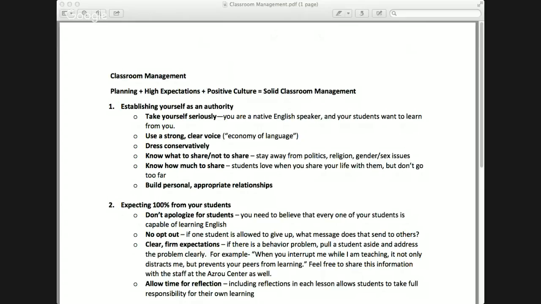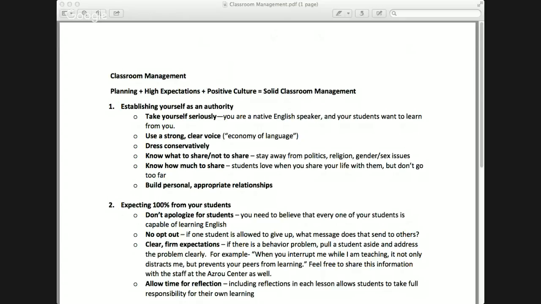And the first step to doing that is establishing yourself as an authority. So obviously, as a leader, you're going to want to be warm to everyone. You're going to want to welcome any chance to engage in dialogue with your peers. But you're also going to want to take yourself seriously as an authority figure in your classroom. You are a native English speaker and your students want to learn from you. So, when you go into your classroom in Zanzibar, your students aren't your friends in that moment. They are your students and you are the authority figure in that room.